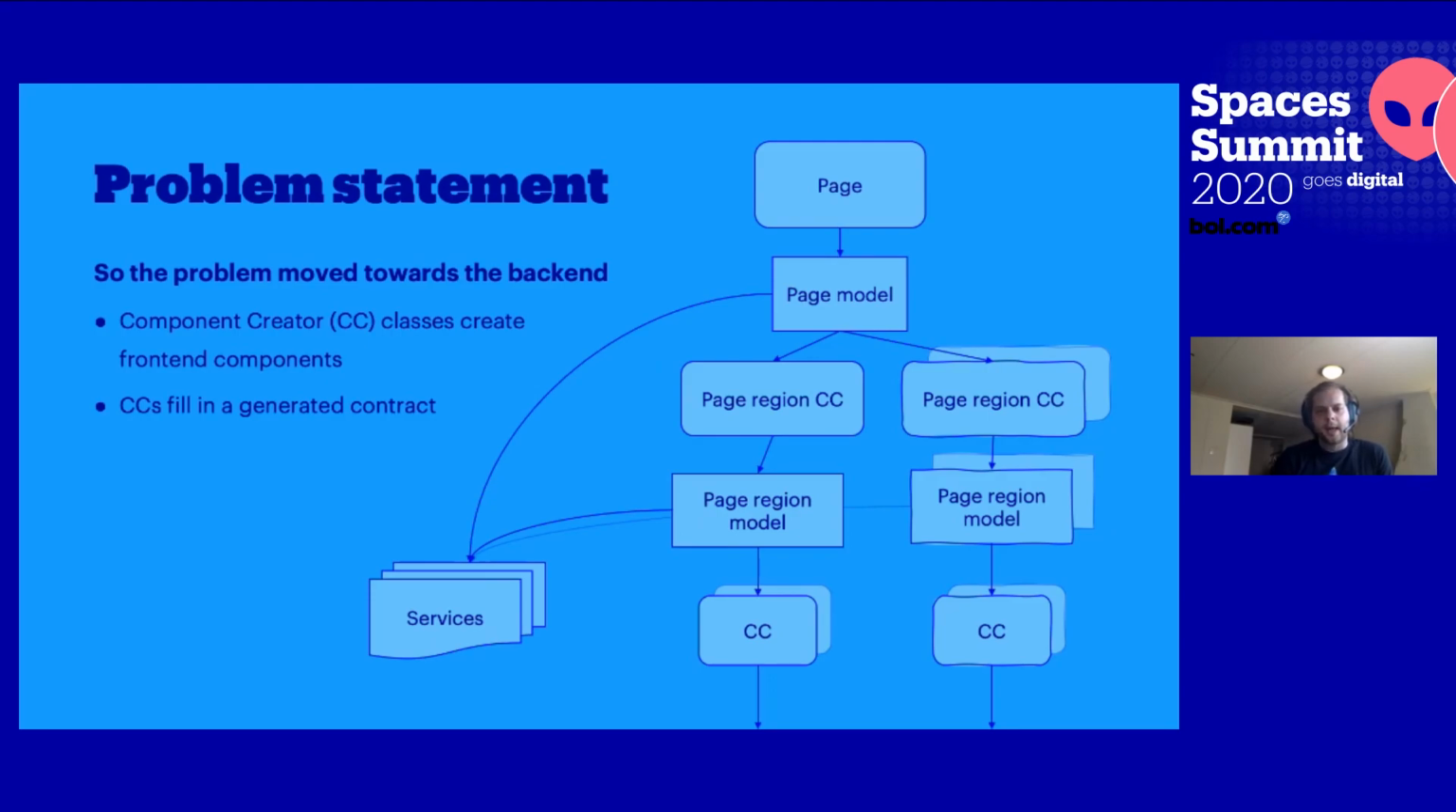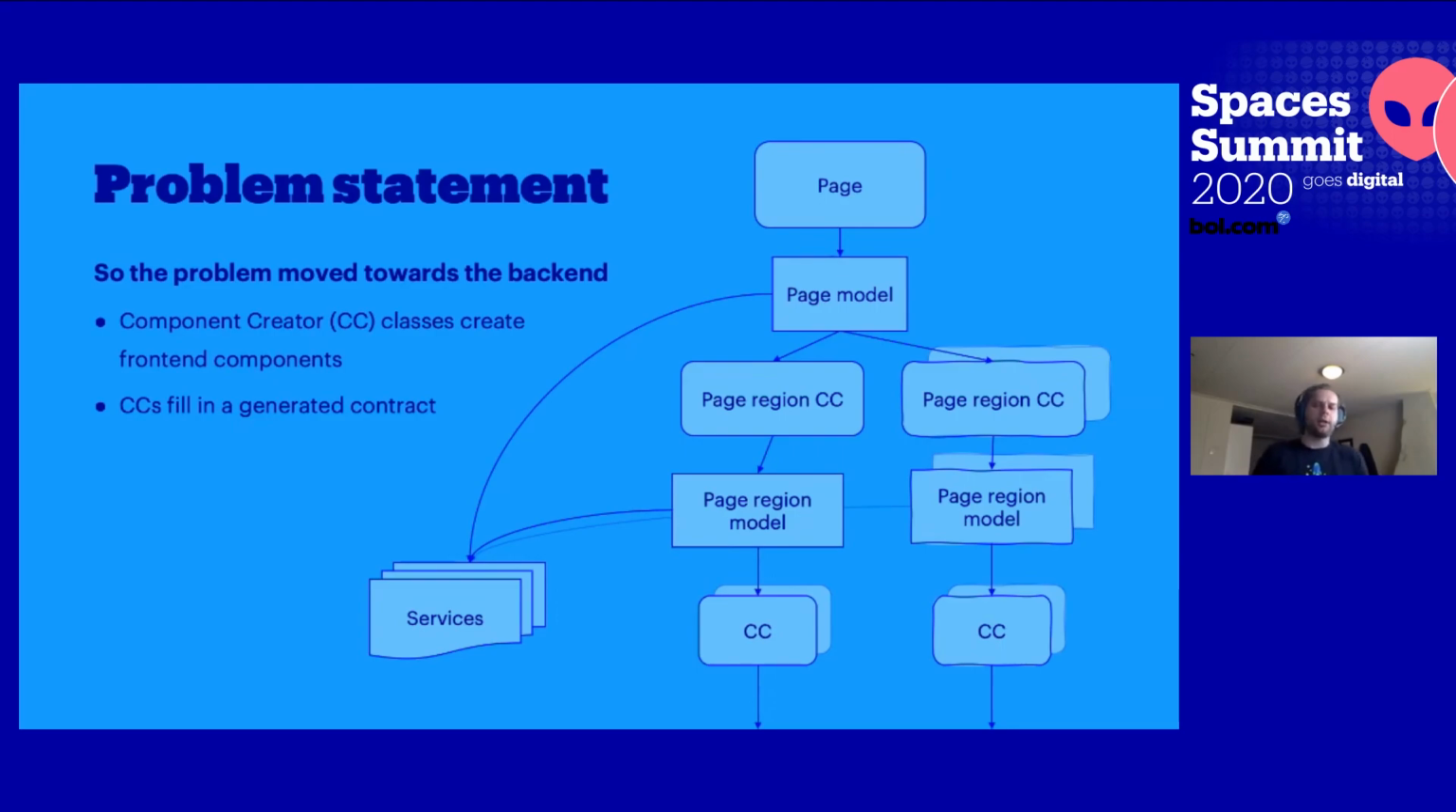And the pattern that we had in the Java code is that we would have component creator classes, and each component creator, or CC as we refer to them, would create a front-end component. They would fill in the contract, and that's all they did.